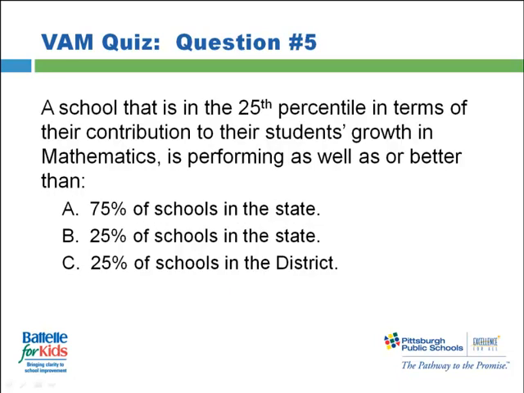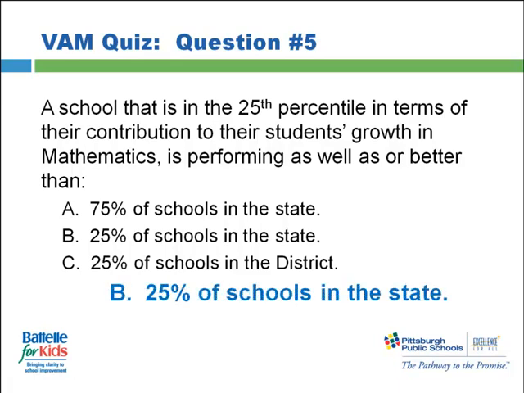Question 5. A school that is in the 25th percentile in terms of their contribution to their students' growth in mathematics is performing as well as or better than A, 75% of the schools in the state, B, 25% of schools in the state, or C, 25% of schools in the district. Pause again for a few moments to allow participants to share their thoughts. The correct answer is B, because on test-based measures, schools are compared to other schools in the state. A school that is in the 25th percentile in mathematics is performing as well as or better than 25% of schools in the state. A school would have to be in the 75th percentile to perform as well as or better than 75% of schools within the state.